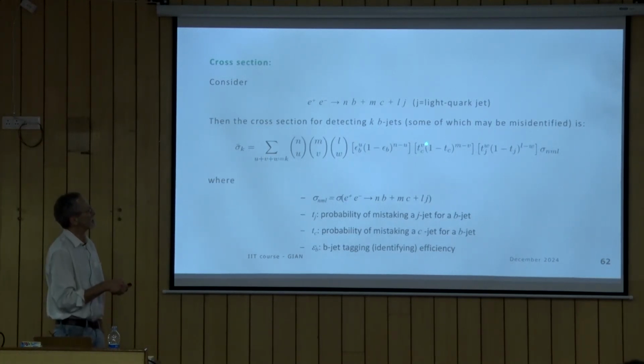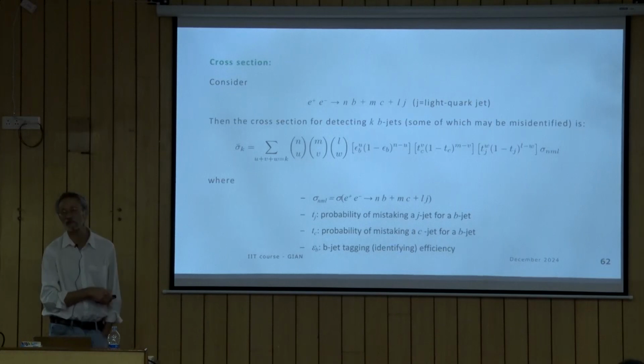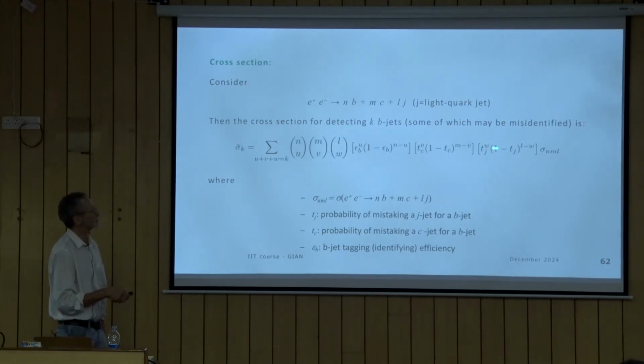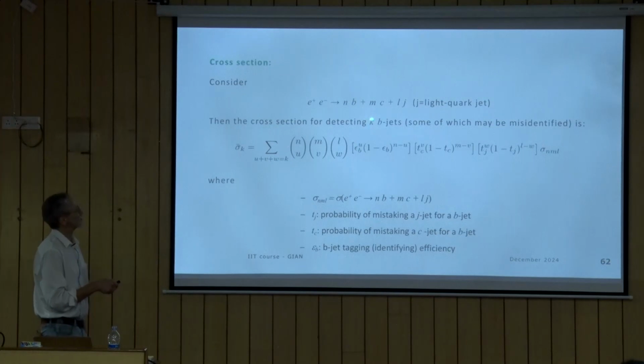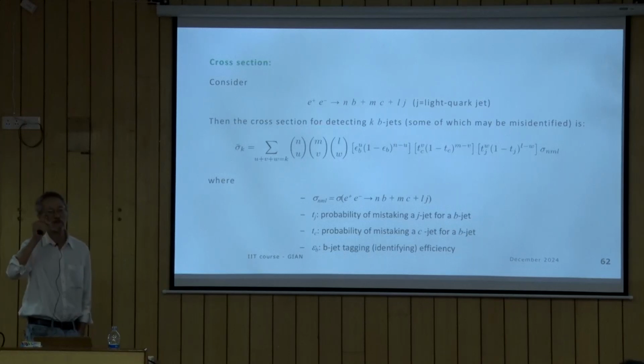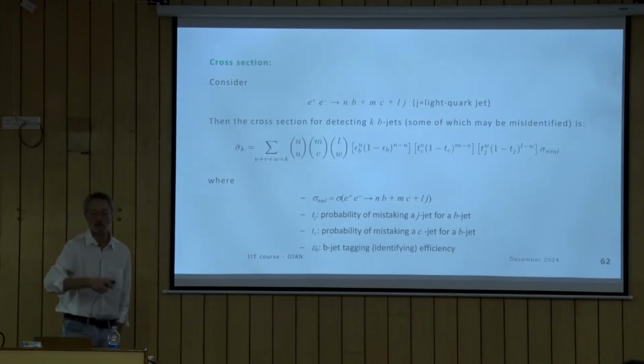v of these you mistake, and m minus v you don't mistake as B quarks. And similarly for the light quarks. And this is a combinatorial factor. And the sum is over all this. And I just confused you a little bit more because I'm detecting k B jets instead of n, and I apologize. So I'm looking at a final state where my software says you have found k B quarks.